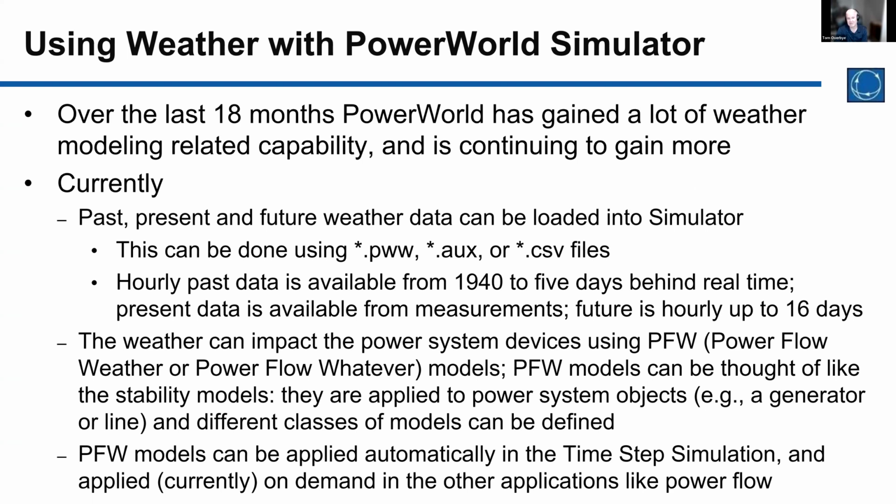An example of this is to say the output, the maximum megawatt for a generator, a wind turbine generator, depends on the wind speed, or a solar depends on how much irradiation we're getting. Or if you've got a line, you might have temperature dependent limits on it, or there are other things that we're working on as well. Then we can apply them either in the time step simulation, or you can also apply them on demand in other applications like power flow, and I'll go through the details of that.